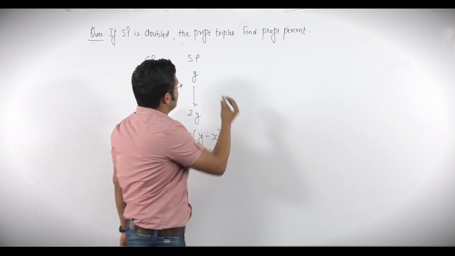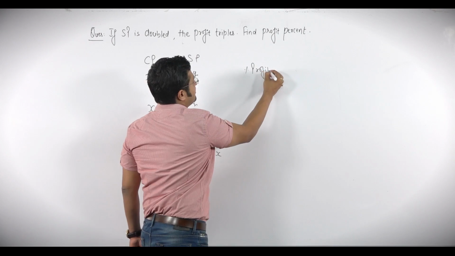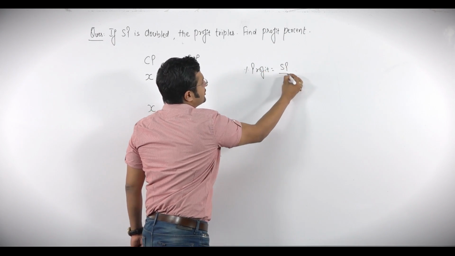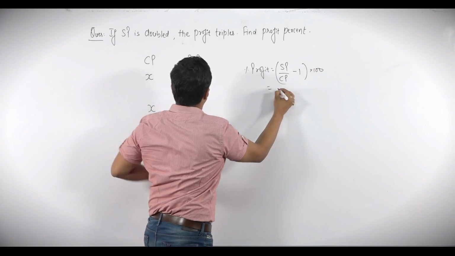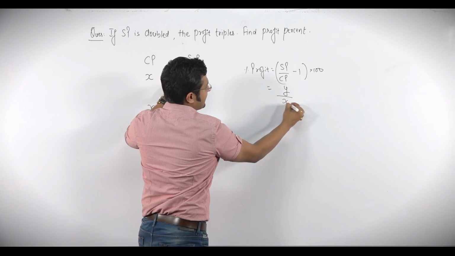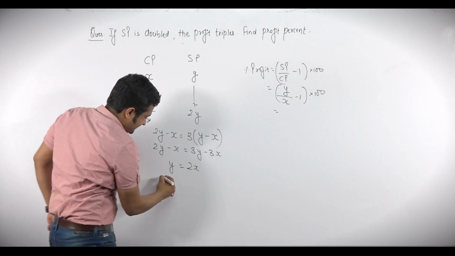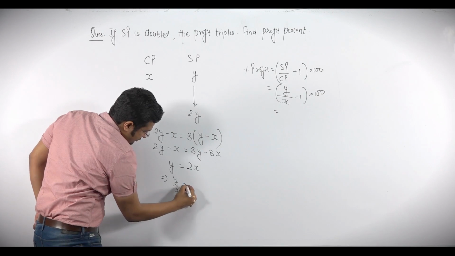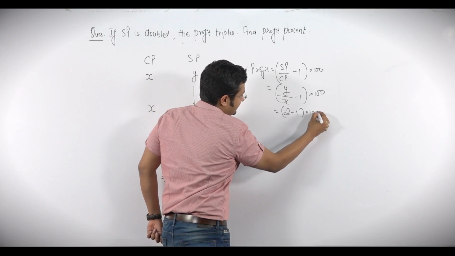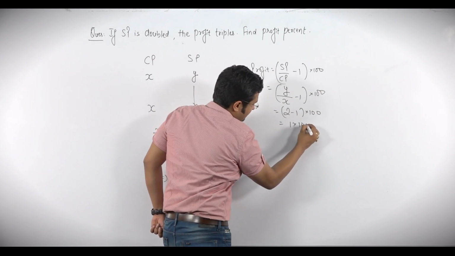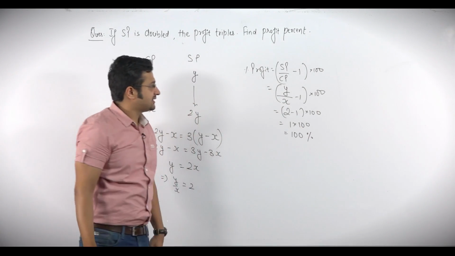Or you can simply say, what is the formula for percentage profit? SP upon CP minus 1 into 100. What is SP here? Y. What is CP? X. Minus 1 into 100. What is Y upon X? Can I say Y upon X is 2? Yes. So 2 minus 1 into 100 is nothing but 1 into 100. That means profit percent is nothing but 100%.